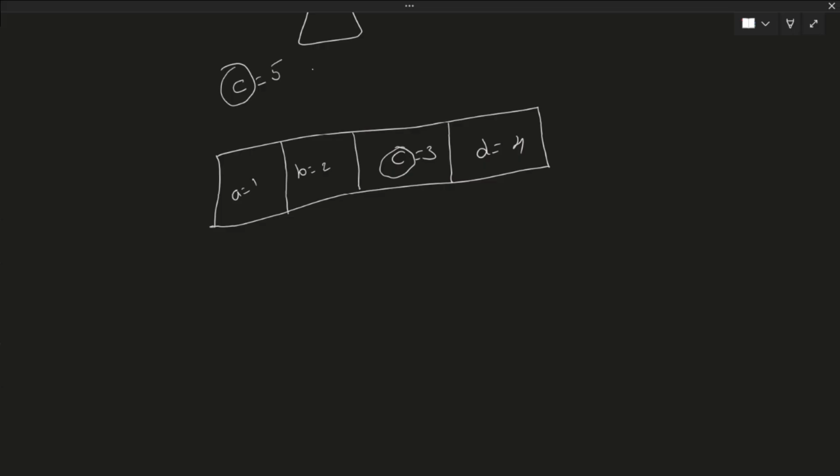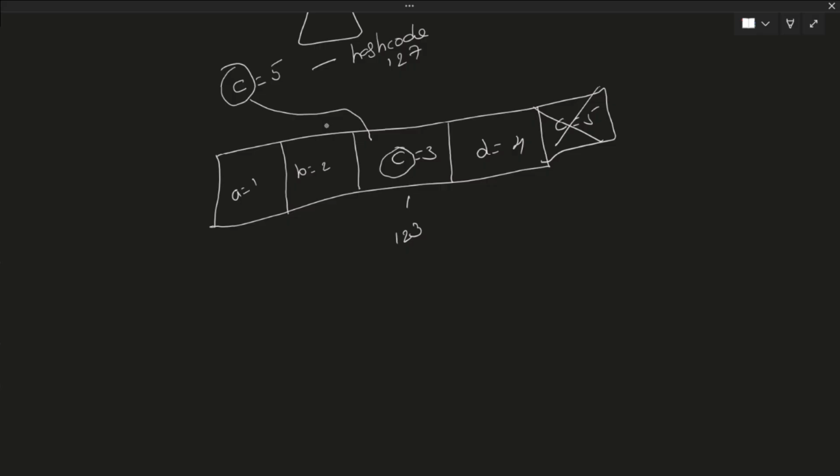When I generate the hash code, suppose this hash code is something like 123. Now for the new object which has the same key of C, I got a new hash code of 127. Where will it store? It will store here, which is C equal to 5. This is definitely wrong. Why? Because these two objects are equal.